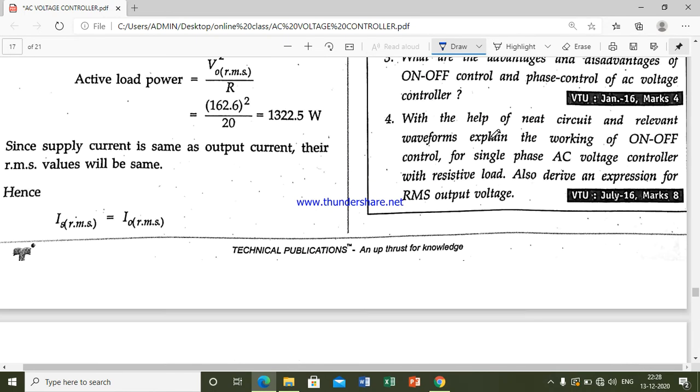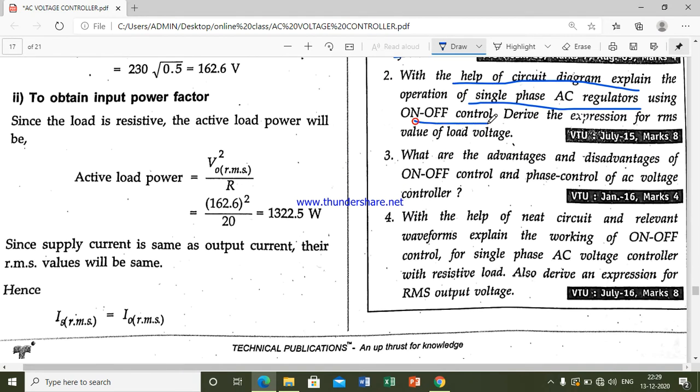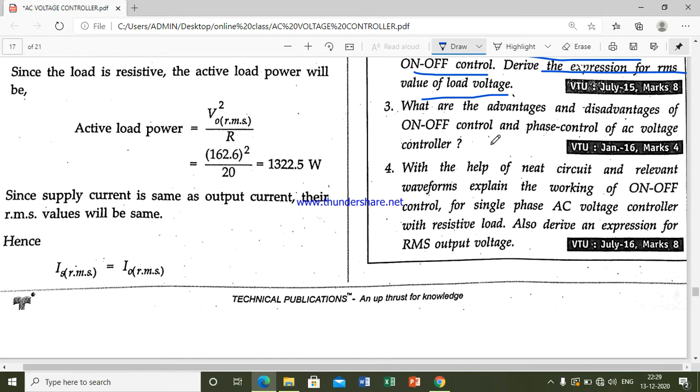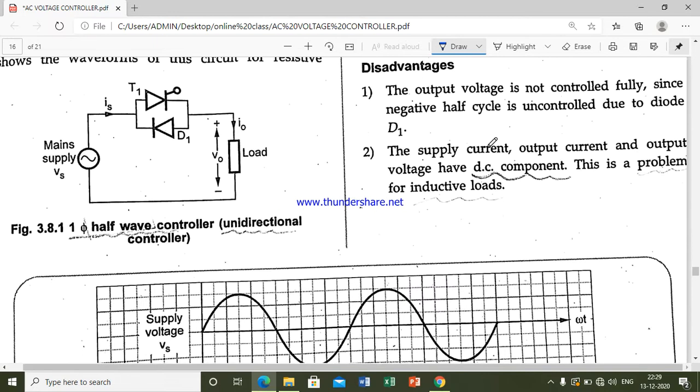Next, we have some university questions you may get from this section. What are the university questions you may get? Explain the principle of on and off control. Obtain an expression for RMS voltage, RMS current and power factor. So this is the first question we will get from this section. With the help of a circuit diagram, explain operation of single phase AC regulator using on and off control. Derive the expression for RMS value of load voltage. Next we have to list advantages and disadvantages of this on and off control. So these are the university questions you may get from this on and off control section.